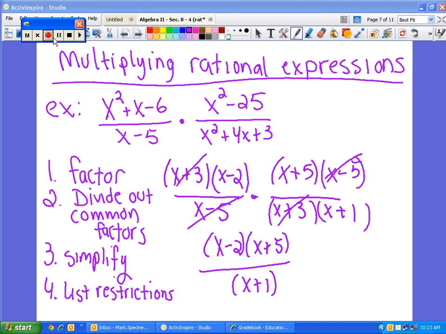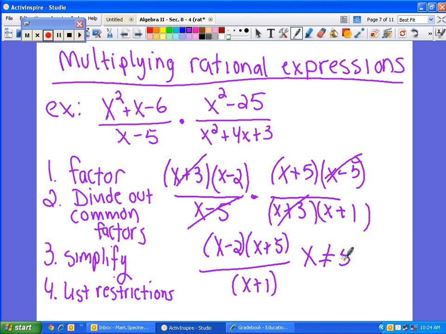So it's much easier to look at these factors, because looking at the factors, we can easily see what values make the factor equal to 0. So what minus 5 is equal to 0? 5. So one of my restrictions is that x cannot be 5. Here I have x plus 3, negative 3, and here I have x plus 1, negative 1. So x cannot be 5, negative 3, or negative 1.